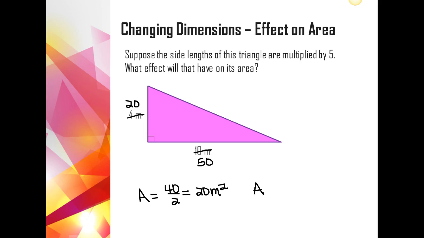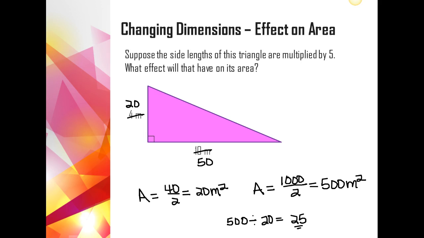To calculate the area, we will multiply 20 times 50, which equals 1,000. Then when we divide that by 2, we'll find the triangle has an area of 500 meters squared. To find how many times larger the second triangle is compared to the first triangle, we can divide 500 by 20. The second triangle is 25 times larger than the first triangle.